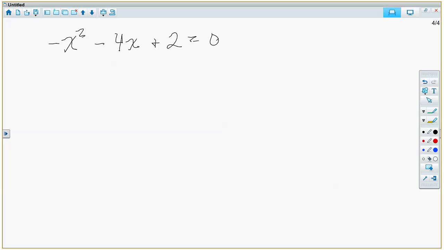What are you going to do here? Starts with a Q. Quit. Good. Why are you going to quit? Because you got a negative out front. Or you can erase it.